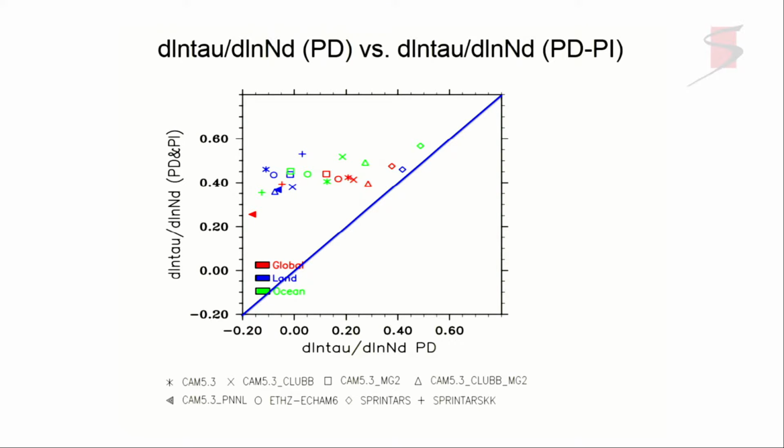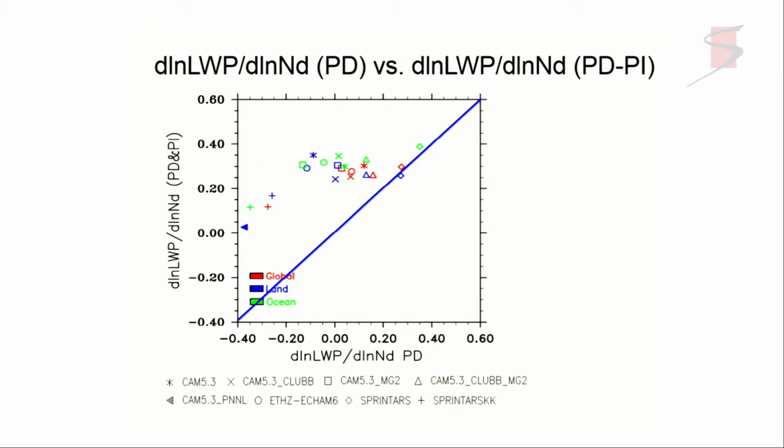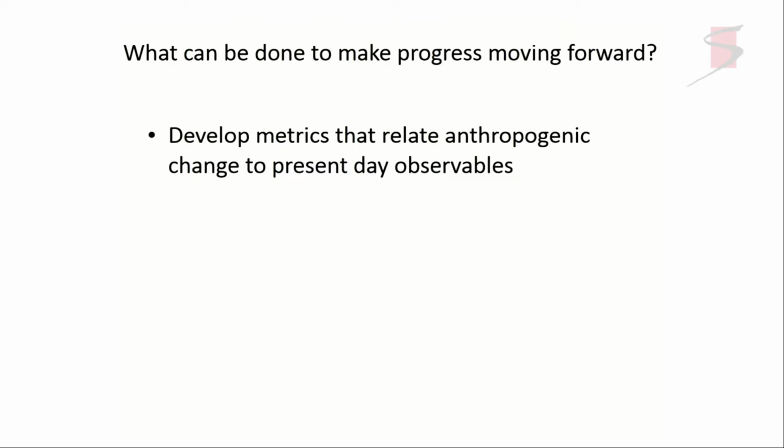At the very least, you would probably have to come up with a variable that linked tau to ND and controlled for some other variable like liquid water path. Maybe you can get a better result there. The same thing is true, and this is more or less the same result, because this is showing how liquid water path changes with ND. Again, it's the same result. You can't really trust the present day measurements to give you any insights into pre-industrial minus present day behavior.